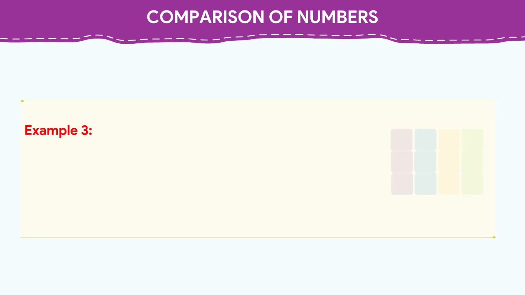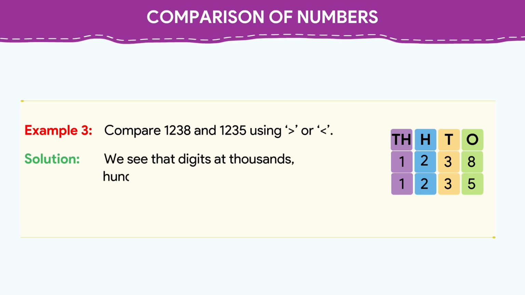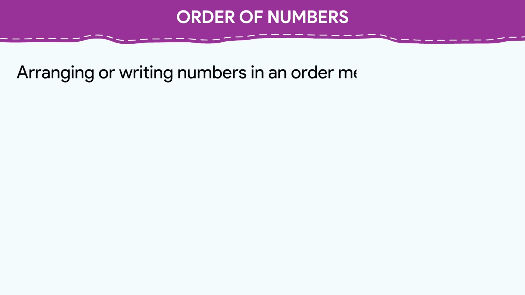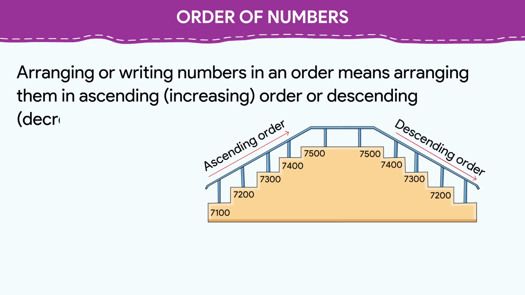Example 3. Compare 1238 and 1235 using greater than or less than. Solution: we see that digits at thousands, hundreds and tens places are same but at ones place, 8 greater than 5. So, 1238 greater than 1235. Order of numbers. Arranging or writing numbers in an order means arranging them in ascending, increasing, order or descending, decreasing, order.